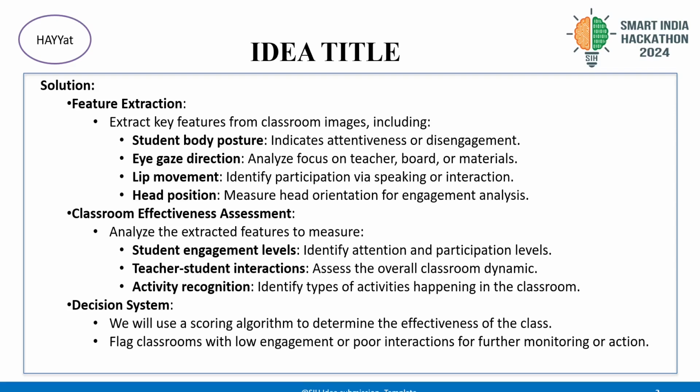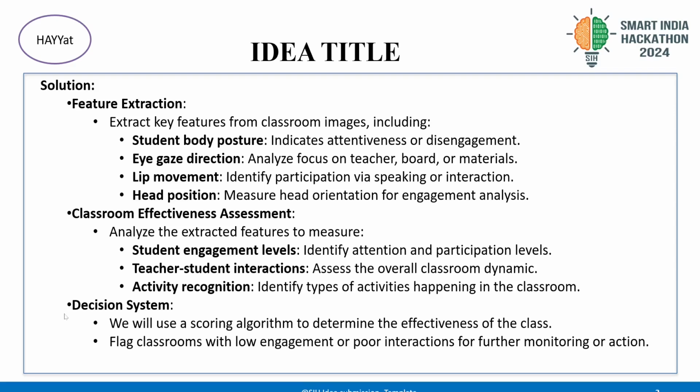And using the head position, we can tell whether the student is looking straight to the teacher or bending his head down or moving his head sideways to talk with his friends. So based on the measures and indications we have taken, we will consider different metrics such as student engagement levels, teacher-student interactions, and how well the student is performing in the class using the images.